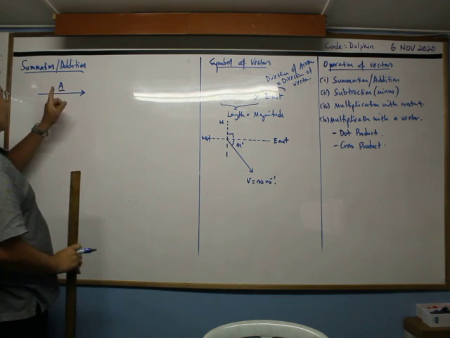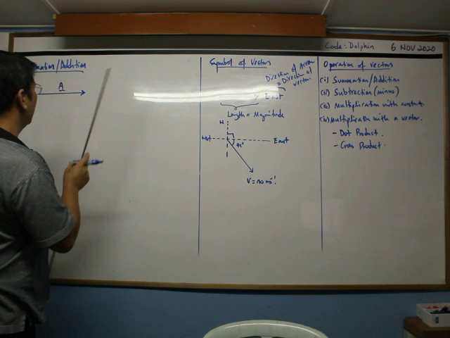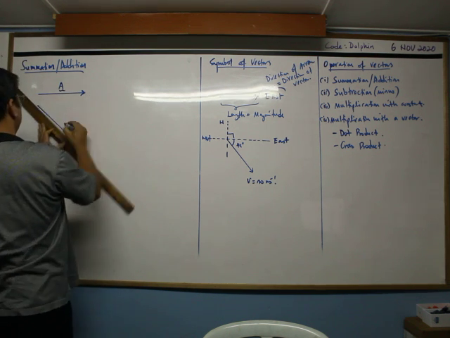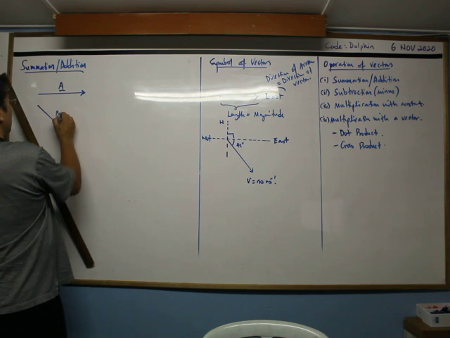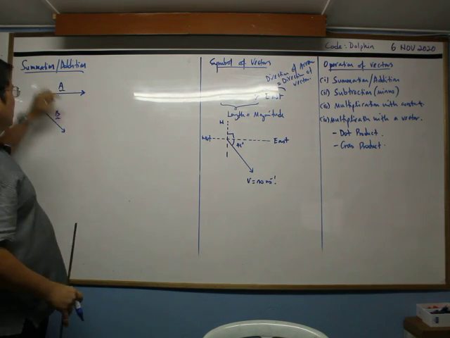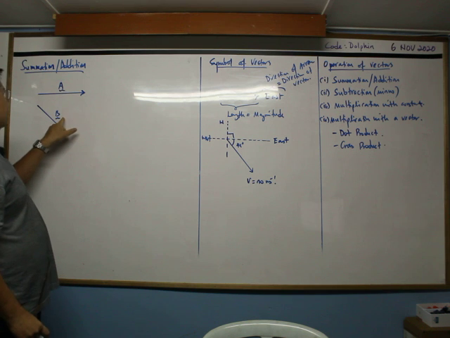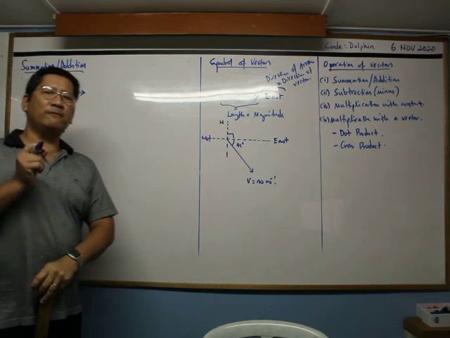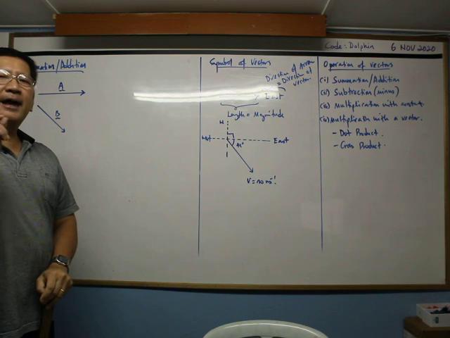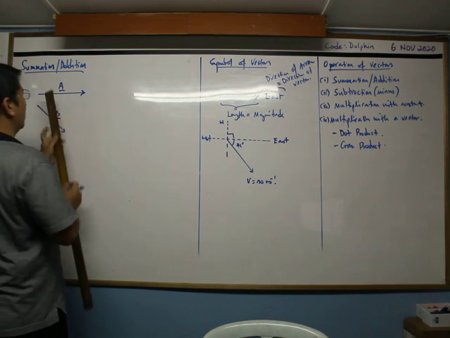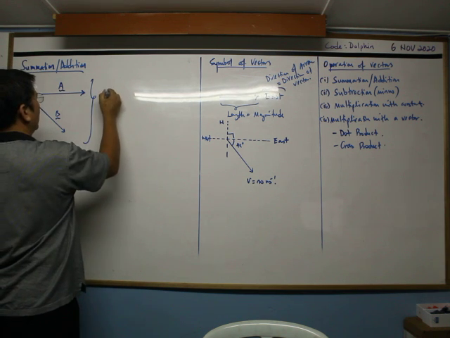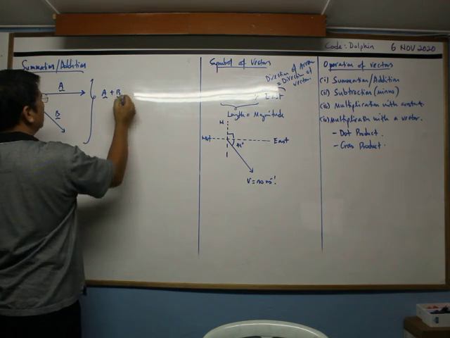So this is my vector A, and I have another vector called vector B. So this is vector B. This is my first displacement, and this is my second displacement. Now, if you are asked to find A plus B, you are asked to sum up these two vectors, A plus B.